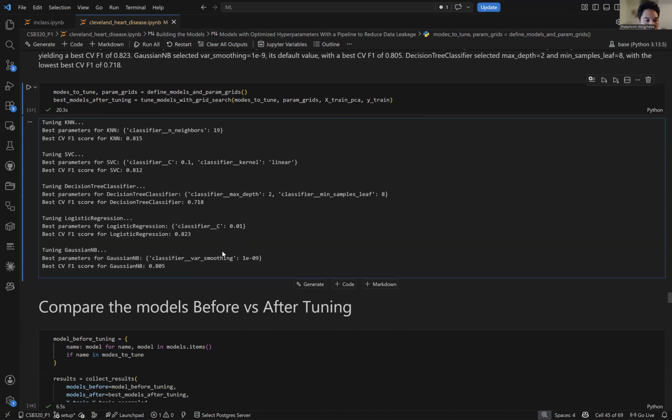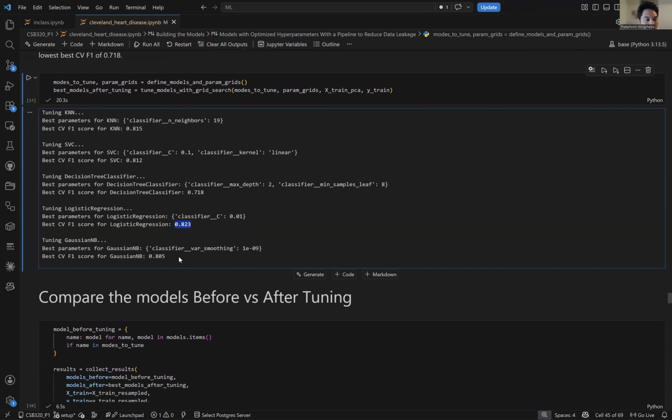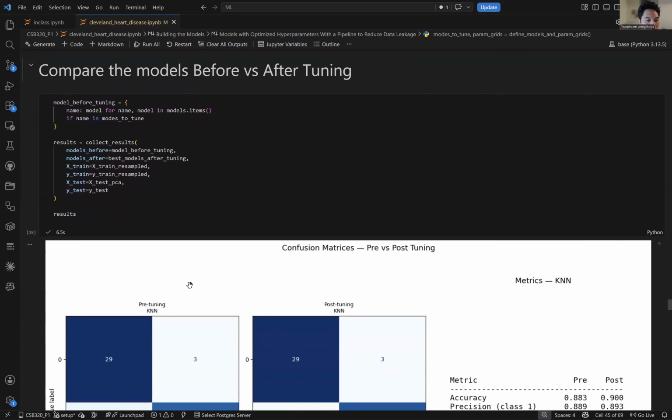And logistic regression here, the default didn't change at all, but it had an F1 score of 8.23. In the Gaussian NB, a very small number. It's var smoothing. It's very small. So yeah, let's move on.